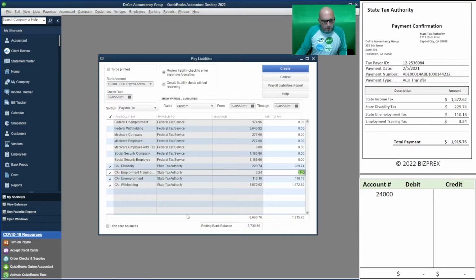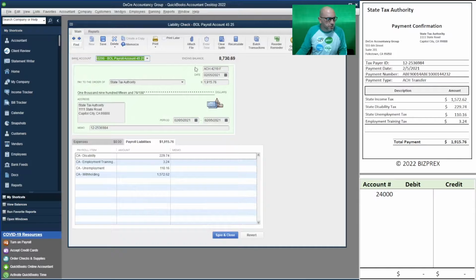Disability, unemployment, yes, 1,915. All right, here it is. Okay, so what is happening here? Well, we're reducing liability. We're not touching the expense account. We touched that, remember, during the time when we booked the payroll itself. Review liability. All right, here we go. Let's go ahead and pay it and then reflect what's happening.